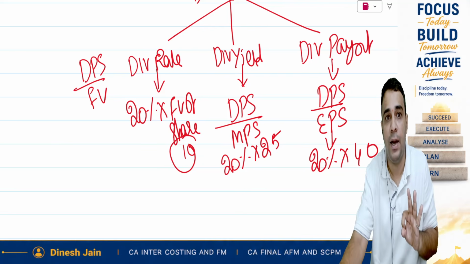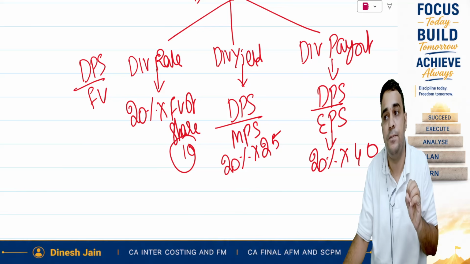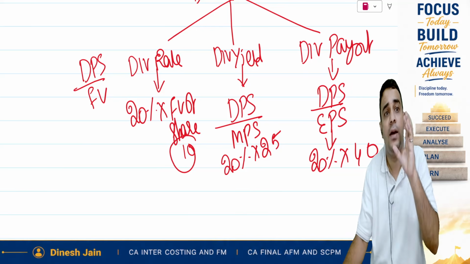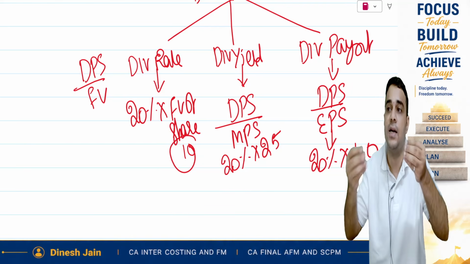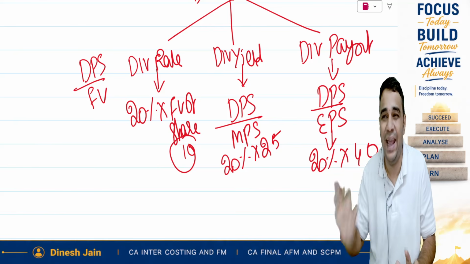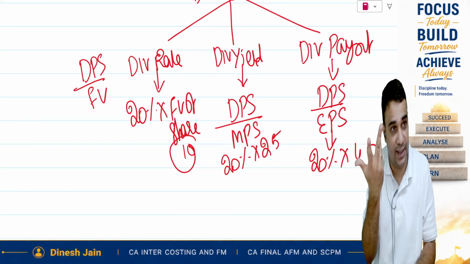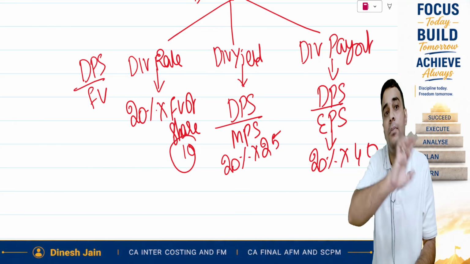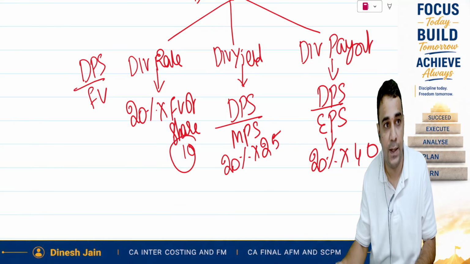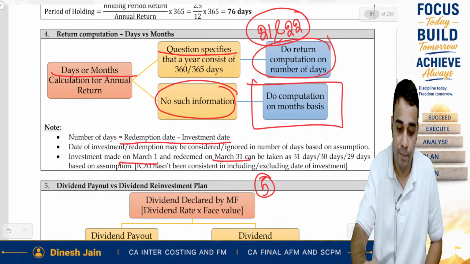Dividend rate is multiplied with what? Keep participating. Face value. Dividend yield is multiplied with market price. Dividend payout is multiplied with earnings per share. Here it would be earnings per mutual fund. I haven't seen that coming in the exam. For mutual funds, earnings have not been given. That can also come, but they haven't done that. But payout can come in other places, such as your share valuation.